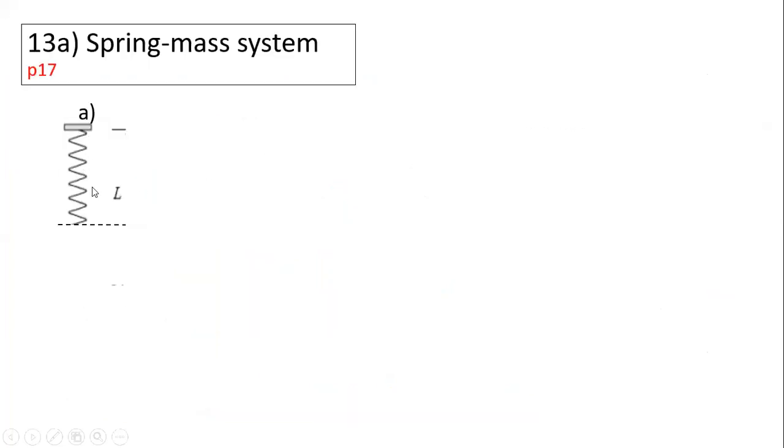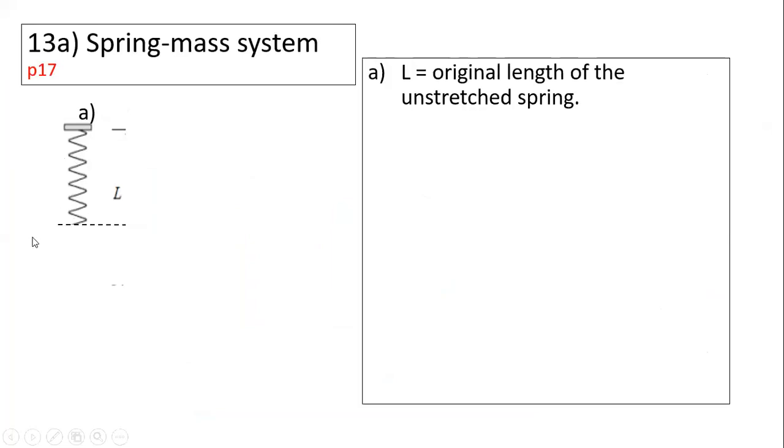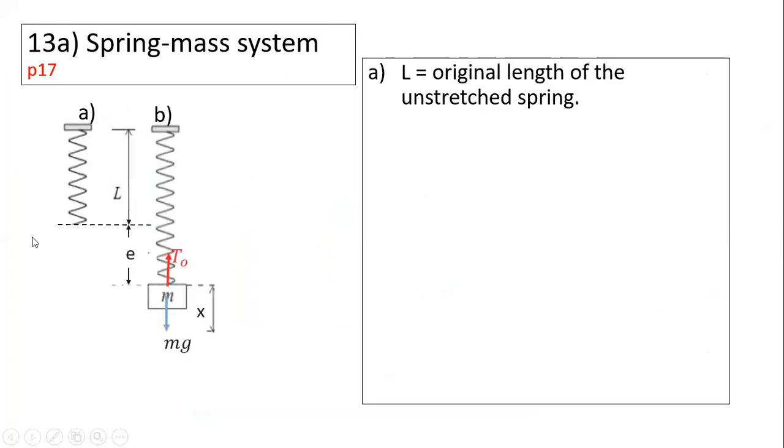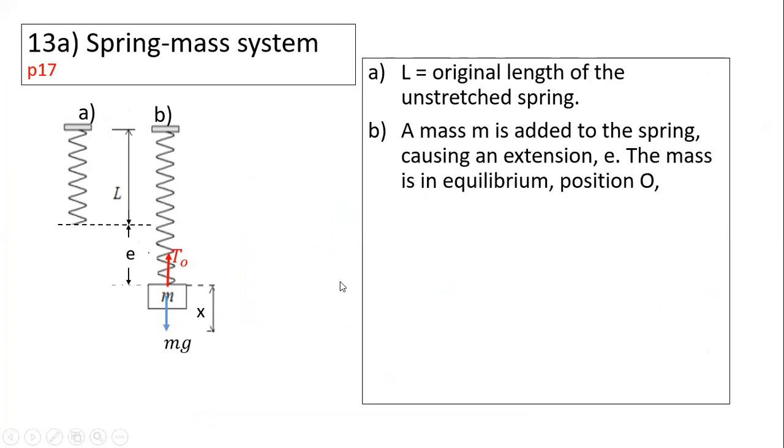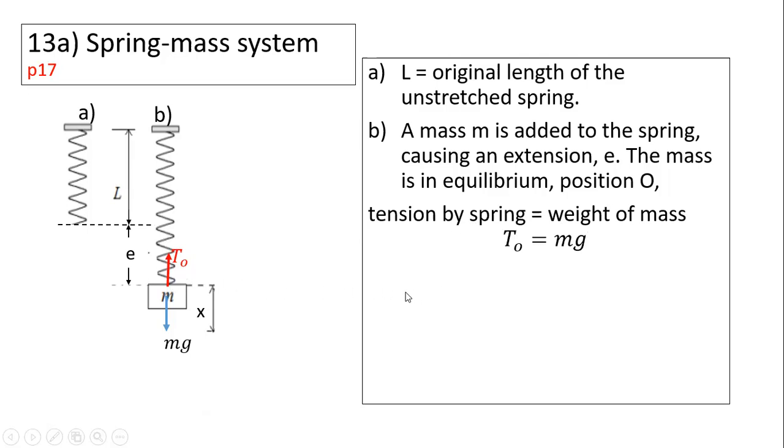Remember, that's our original length without any load. Page 17. There's the original length, L unstretched. Then we add a mass. It is stretched, the extension is e. The forces acting are the tension of the spring and mg. This is called the rest position, where it's not vibrating. So the tension by the spring equals the weight of the mass m. So T0 equals mg.